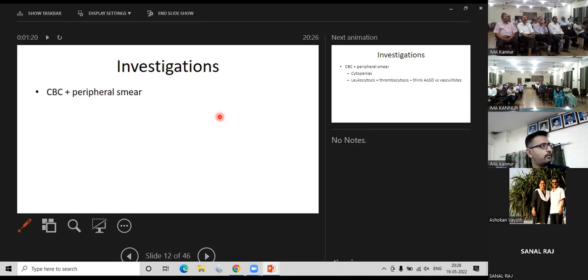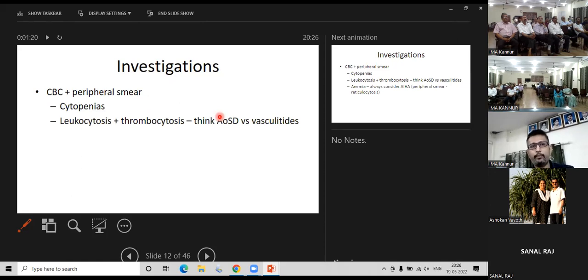Coming to investigations, the most simple one, CBC with peripheral smear. Here, cytopenias should be looked for. Leukocytosis and thrombocytosis, always think of adult onset Still's disease versus vasculitis. When there is anemia in these patients, always consider autoimmune hemolytic anemia. Always look at the peripheral smear, there might be reticulocytosis.